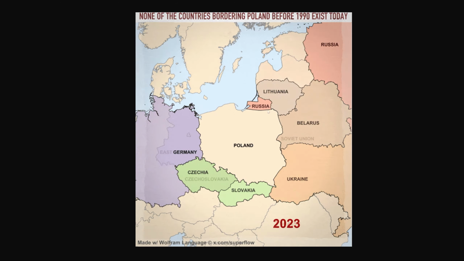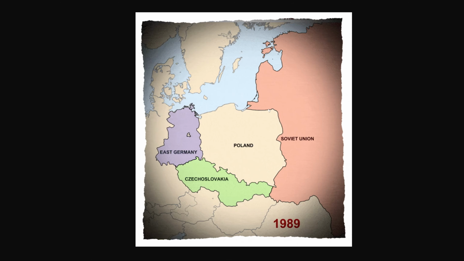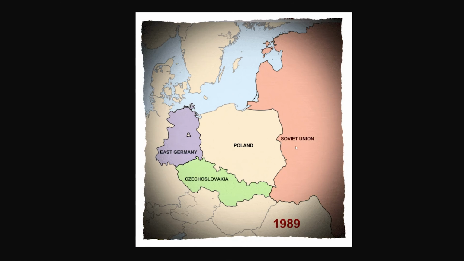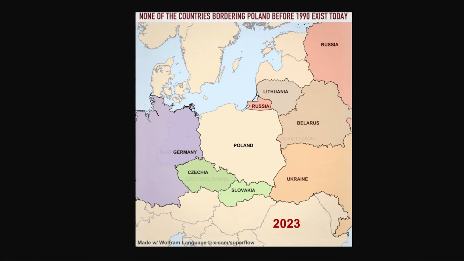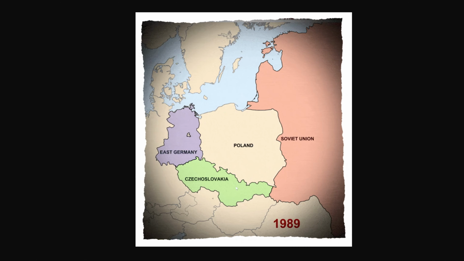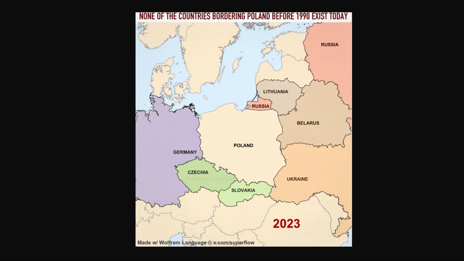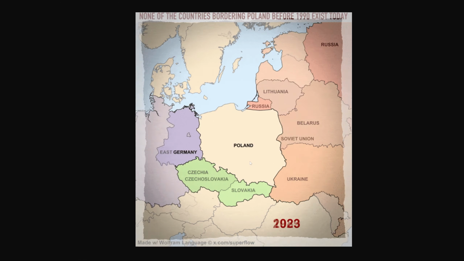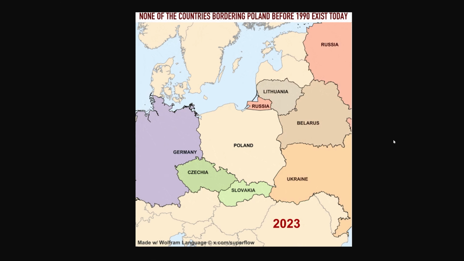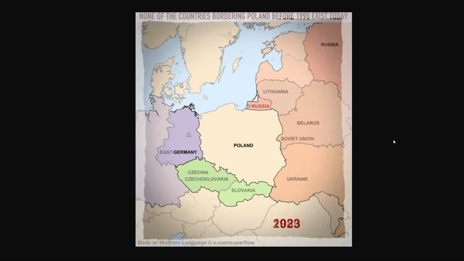which means that Poland indeed still borders Russia, despite having many buffer states to the west. And of course, Czechoslovakia split up into Czechia and Slovakia, causing 2 new states to border Poland. And ladies and gentlemen, that is the reason why Poland borders none of the nations it bordered before 1989.